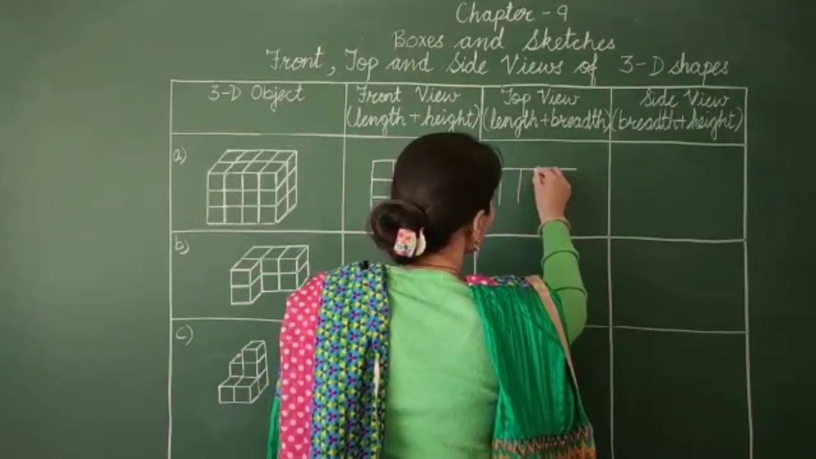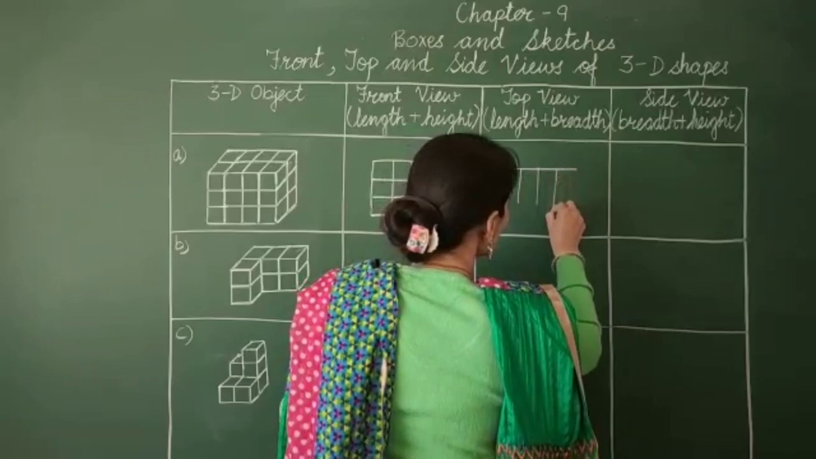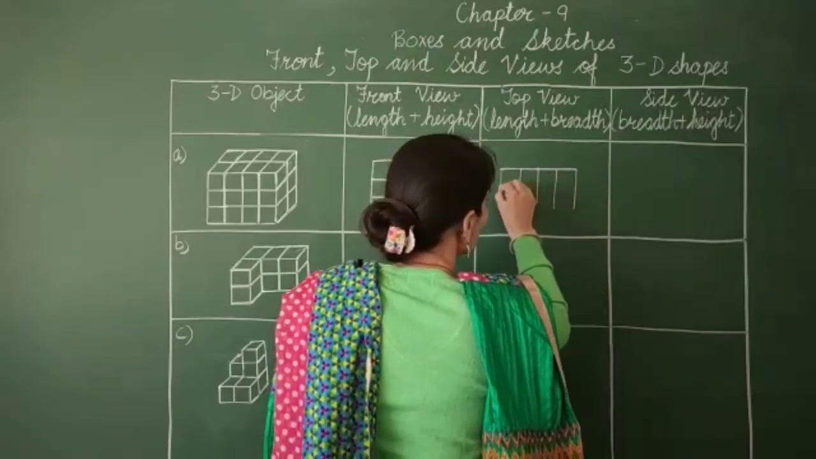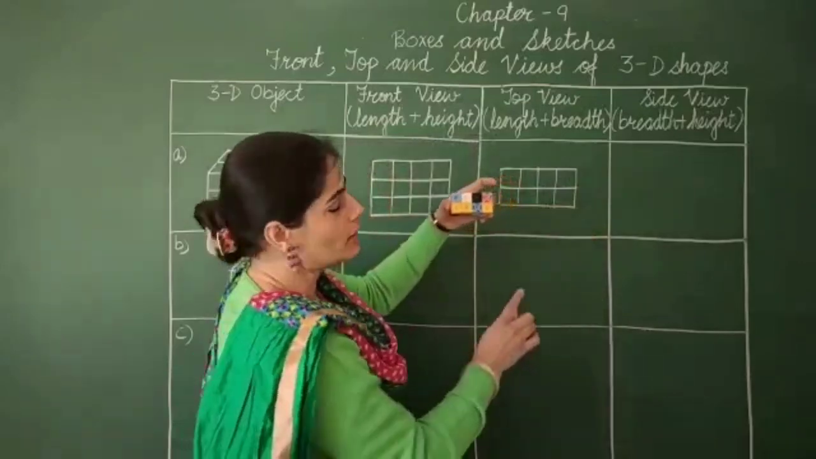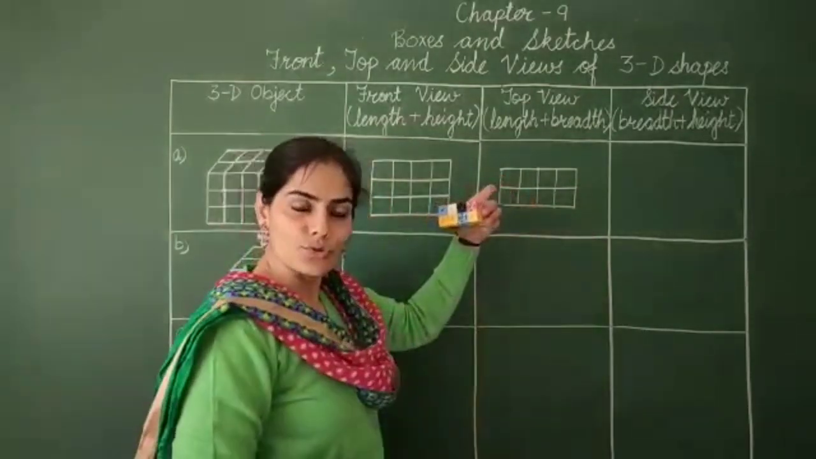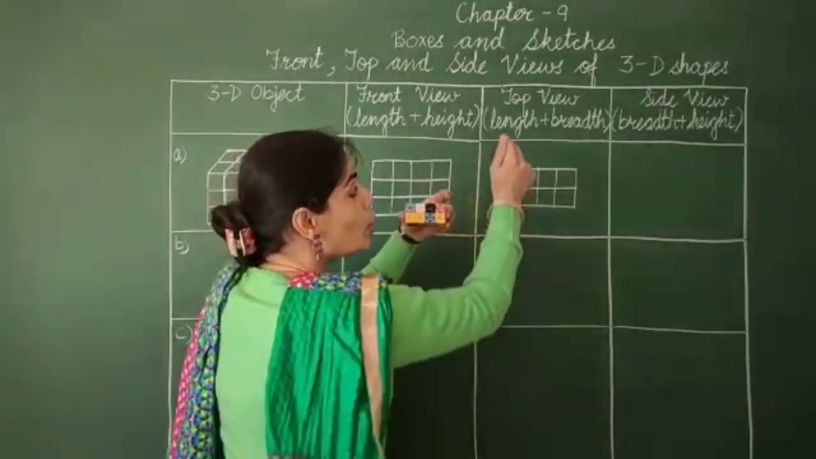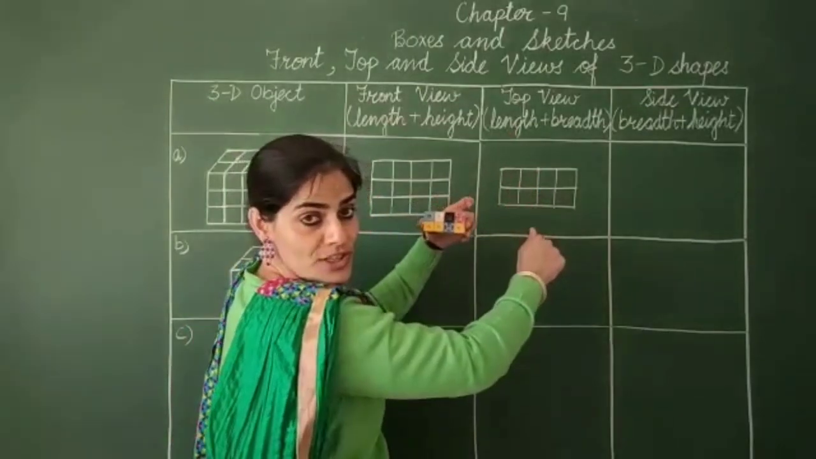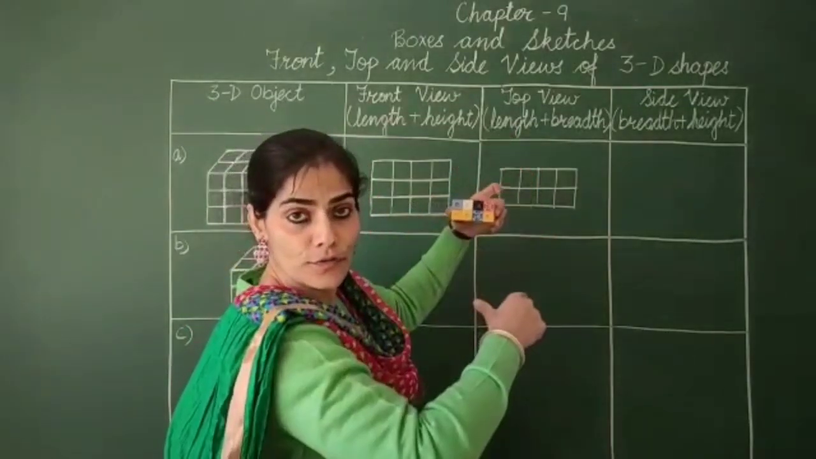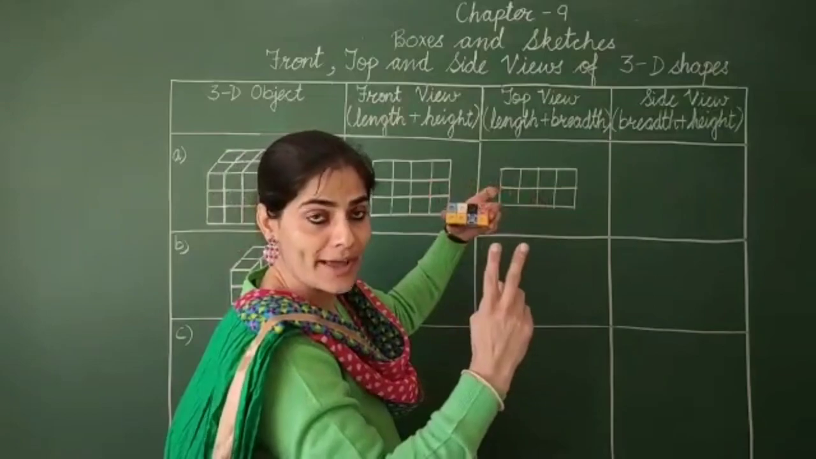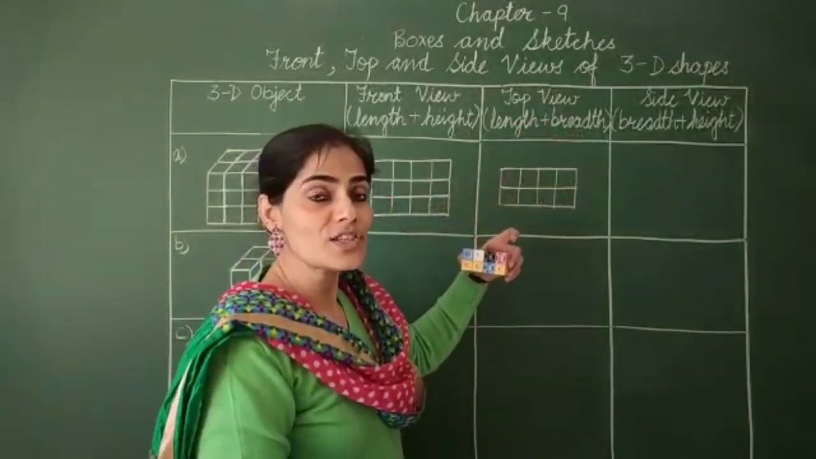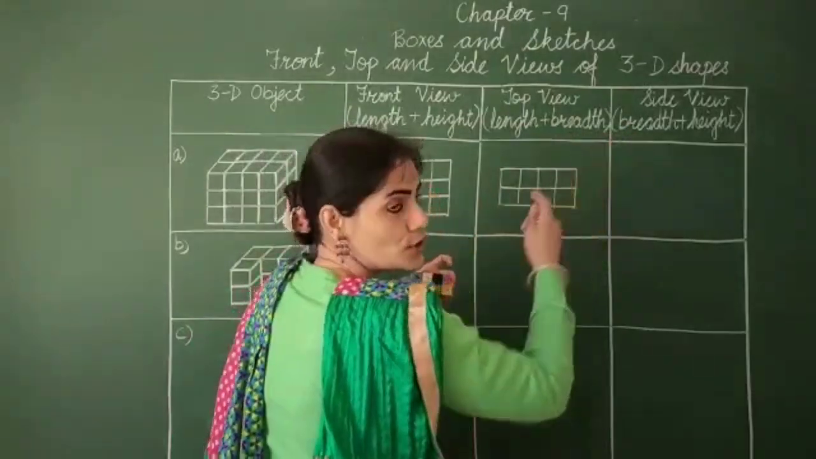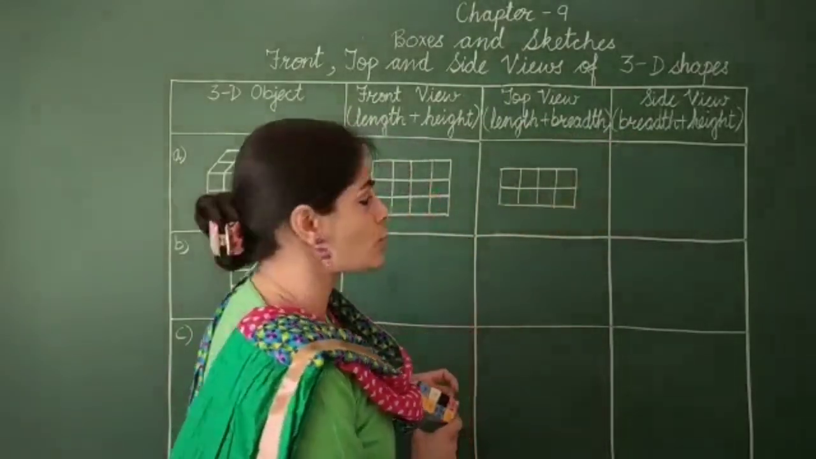So this is 1, 2, 3 and 4 and 2 this way. This is the top view now, and this is what we have drawn here. From the top we are not able to tell the height of the object. We see only 2 dimensions which are length and breadth. Now let's move to the third view, that is side view of this object.